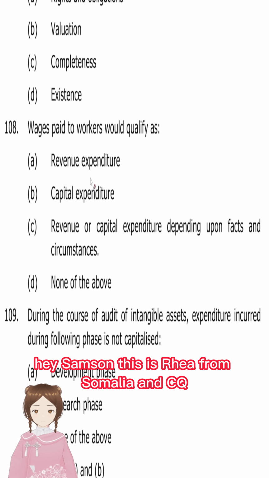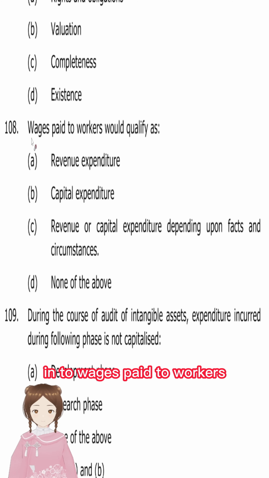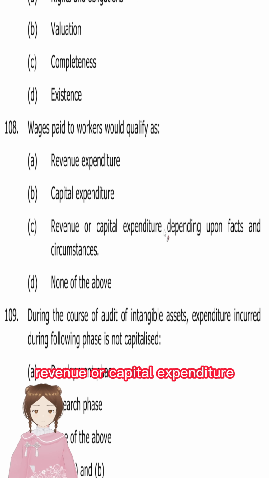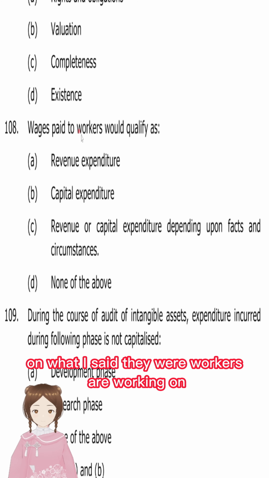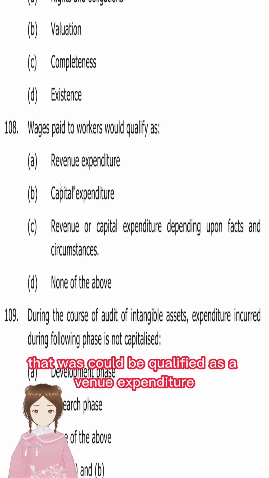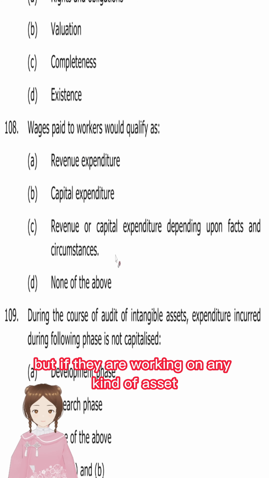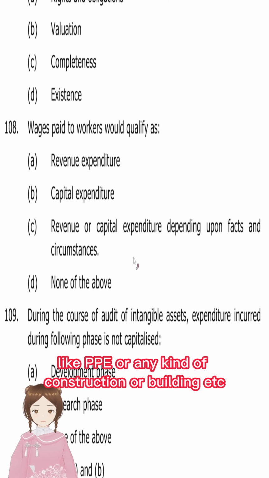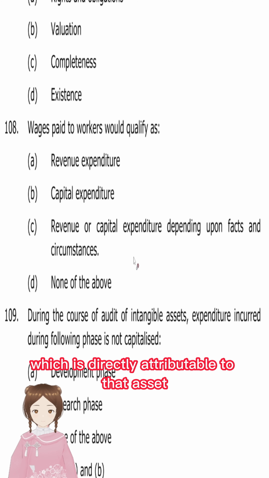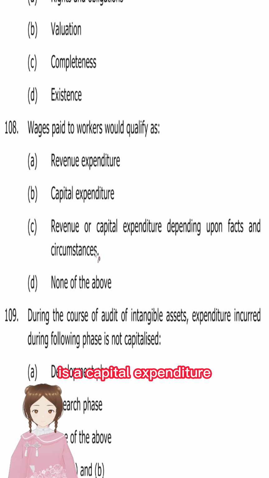Hey Samfam, this is Shreya from Samaya, MCQ 108, CA Inter. Wages paid to workers would qualify as revenue expenditure, capital expenditure, revenue or capital expenditure depending upon facts and circumstances, or none. It depends upon what asset the workers are working on. If they're working on regular stock or inventory, that could be qualified as a revenue expenditure. But if they're working on a qualified asset like PPE or construction of a building, etc., that portion which is directly attributable to that asset is a capital expenditure.